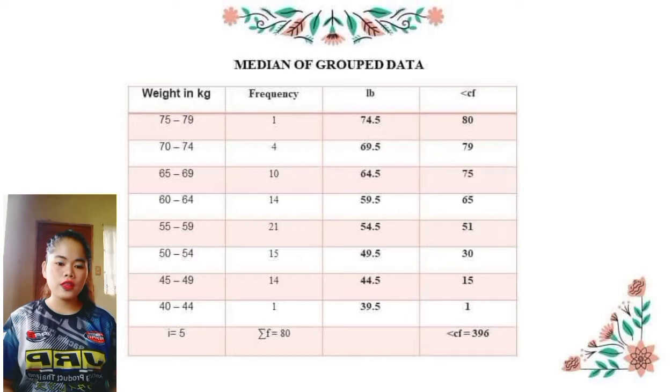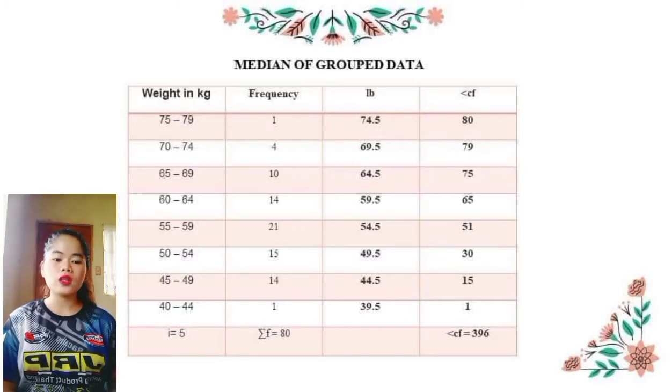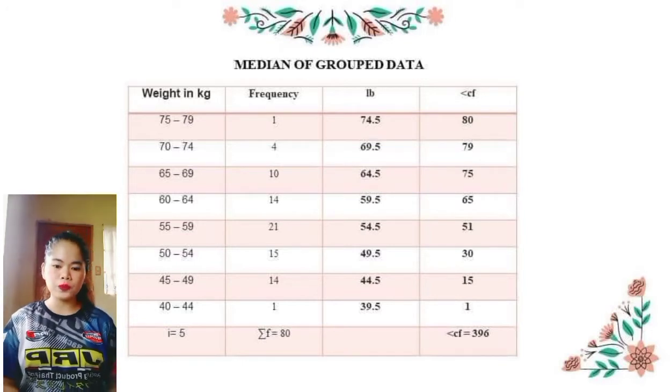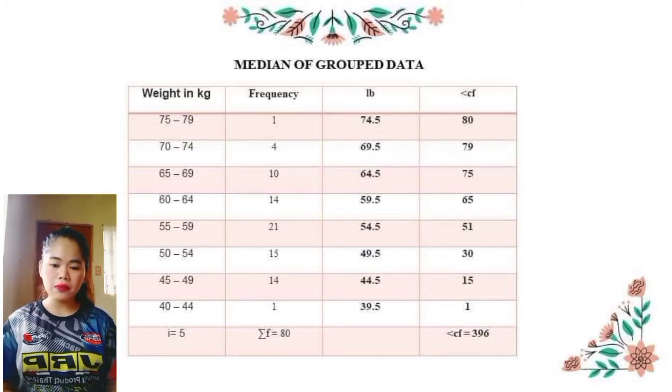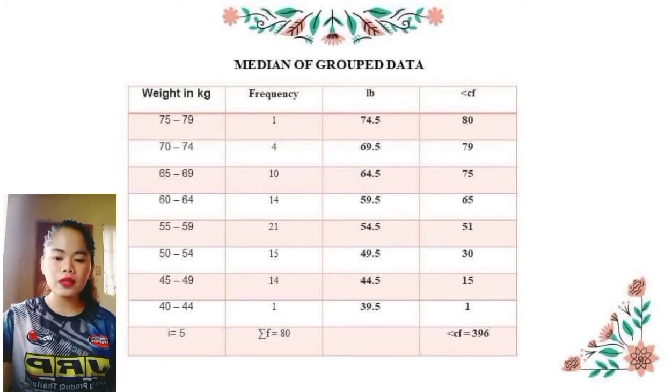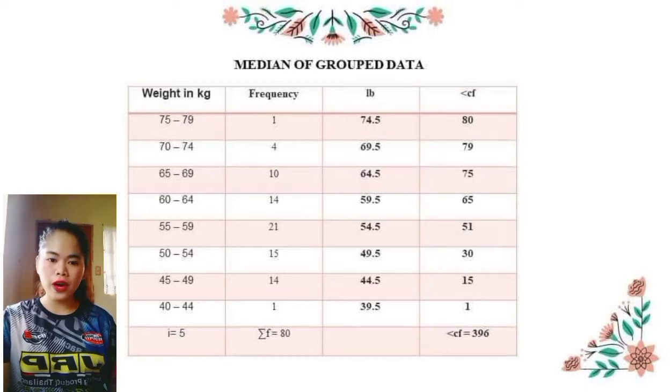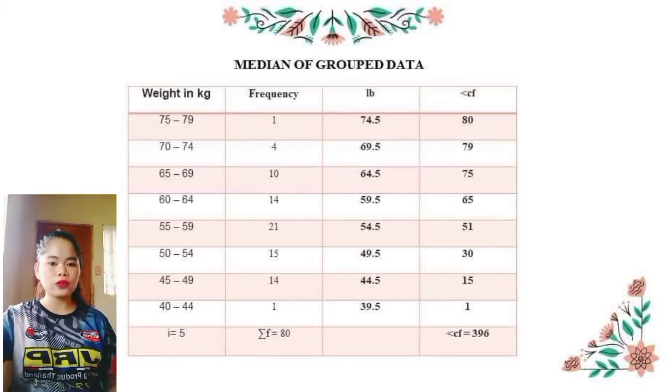Now, in the median of a group data, we have to get the lower boundary. So, in order to get the lower boundary, we have to identify first the lower limit. The lower limit in the given is 75. So, lower limit minus 0.5. That is the formula on how to get the lower boundary.